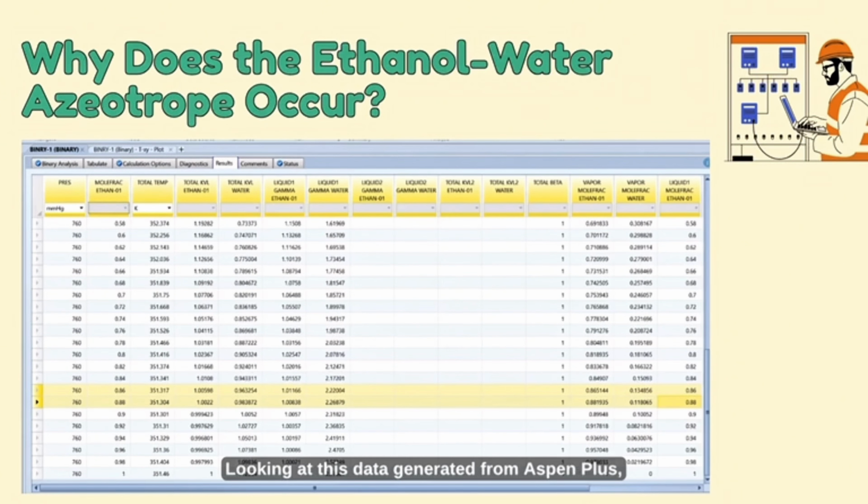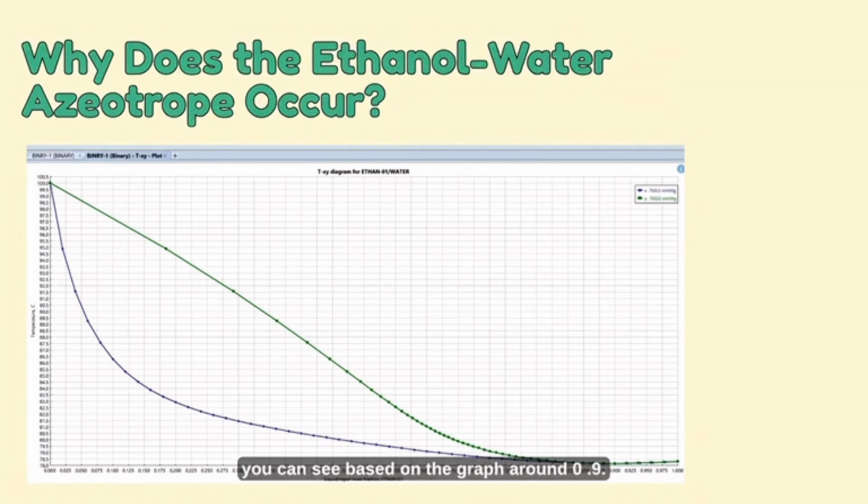Looking at this data generated from Aspen Plus, you can clearly see that when the ethanol mole fraction approaches 90 mole%, the boiling temperature flattens out around 351.3 Kelvin and the K value approaches around 1. So this confirms the pinch point where separation stops. This is the same thing you can see based on the graph around 0.9. The two lines are merged into one, which means an azeotrope has been formed.